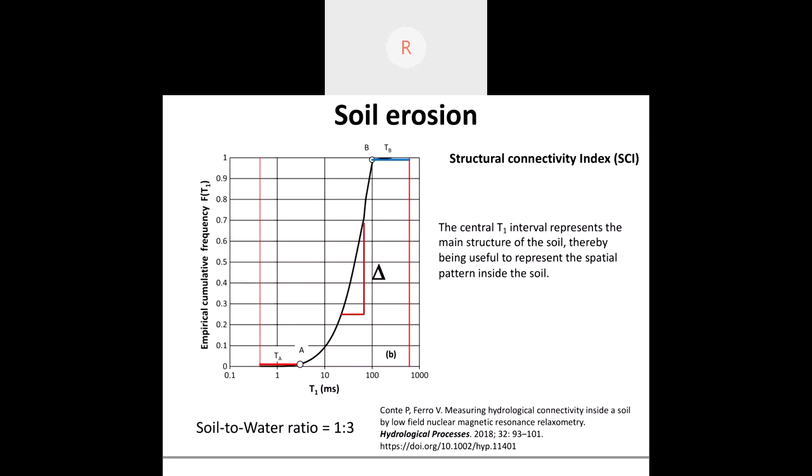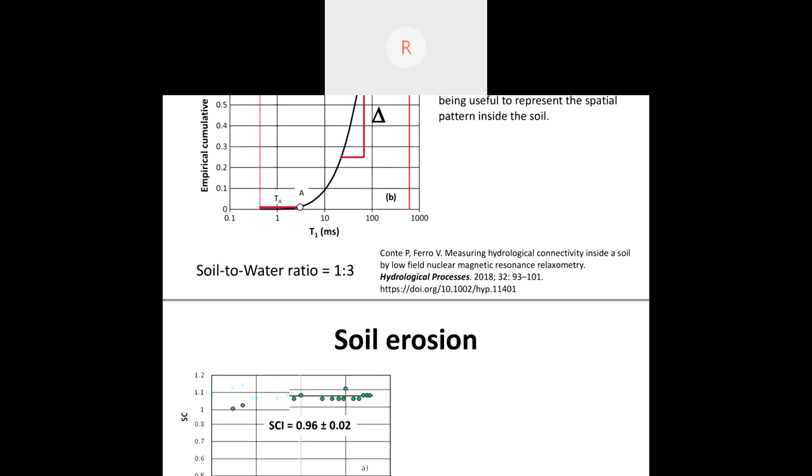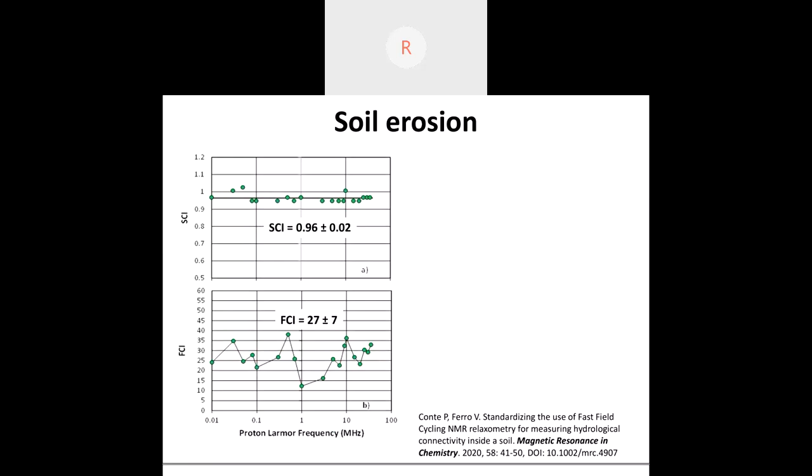The only problem that we have in measuring these parameters is related to the assumptions that I gave you a few minutes ago, and to the fact that fast field cycling relaxometry is fast field cycling. That means that we change the magnetic field, and we do not know if there is an effect of the magnetic field on these numbers. To answer this question, we did a series of analyses, and we discovered that both indexes are independent of the magnetic field.